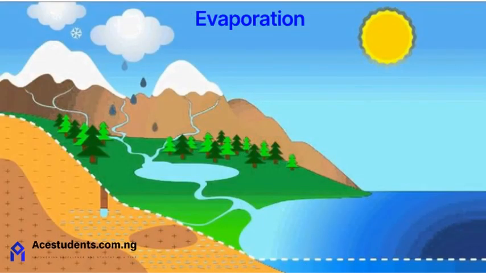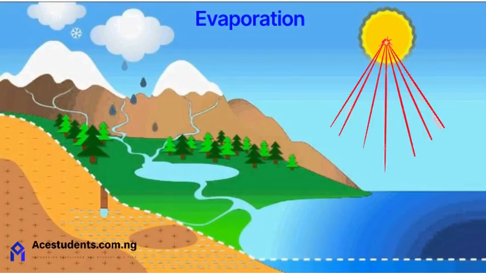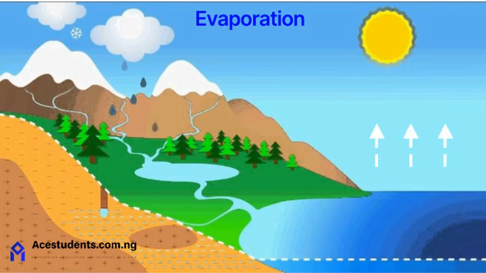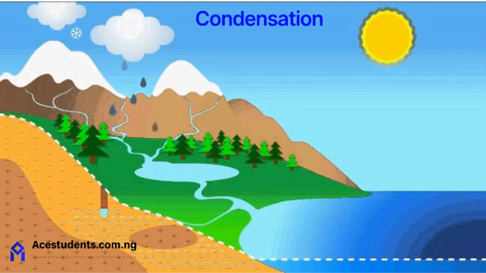In the first step, water is heated by the sun and changes from a liquid into water vapor through evaporation. This vapor rises into the atmosphere. As the water vapor rises, it cools and changes back into tiny liquid droplets. These droplets come together to form clouds. This is known as condensation.